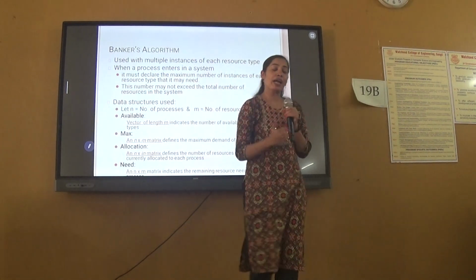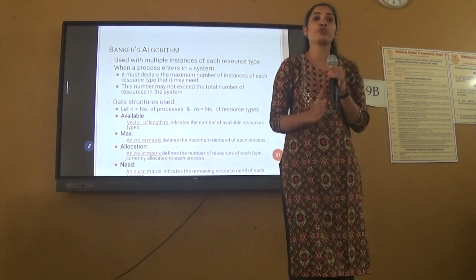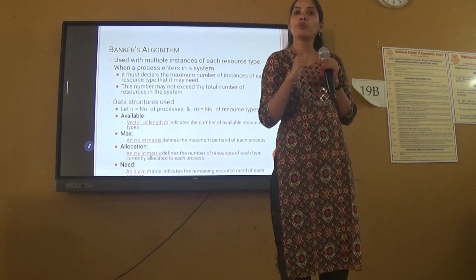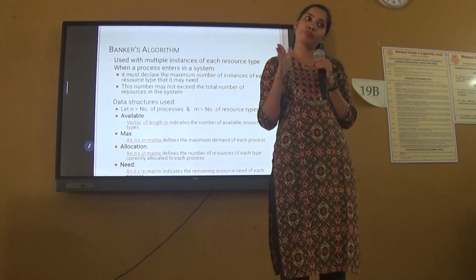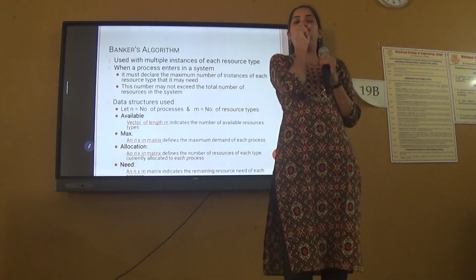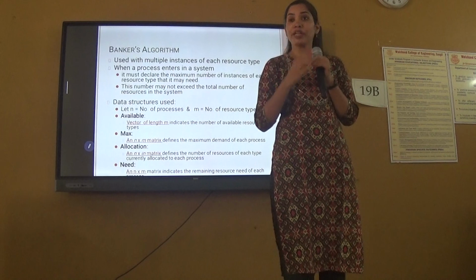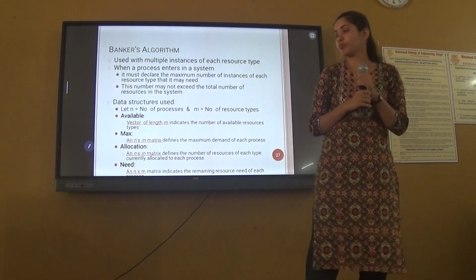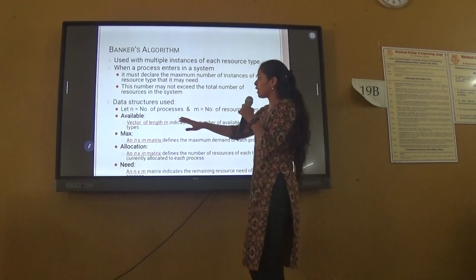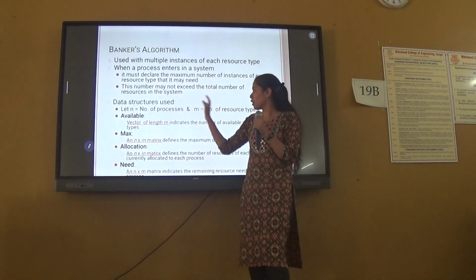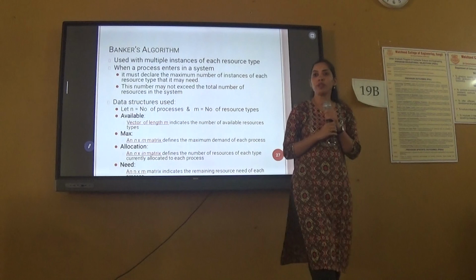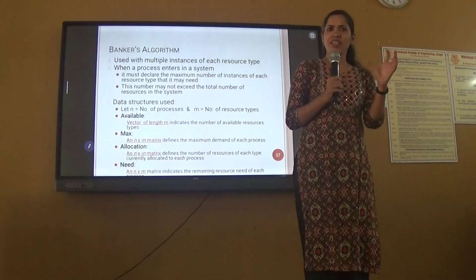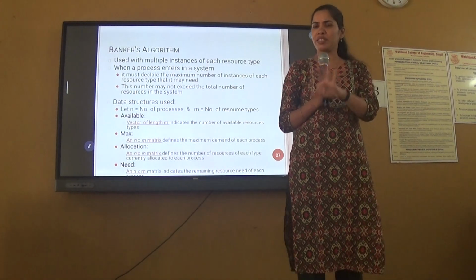Even if I have 10 resources or 12 resources, I can't allocate all 12 resources to a single process. I should have a wise allocation. Are you getting it? Why? To avoid the deadlock. Now, let's say n is the number of processes and m is the number of resources. To have that allocation, it's similar to the previous example only.